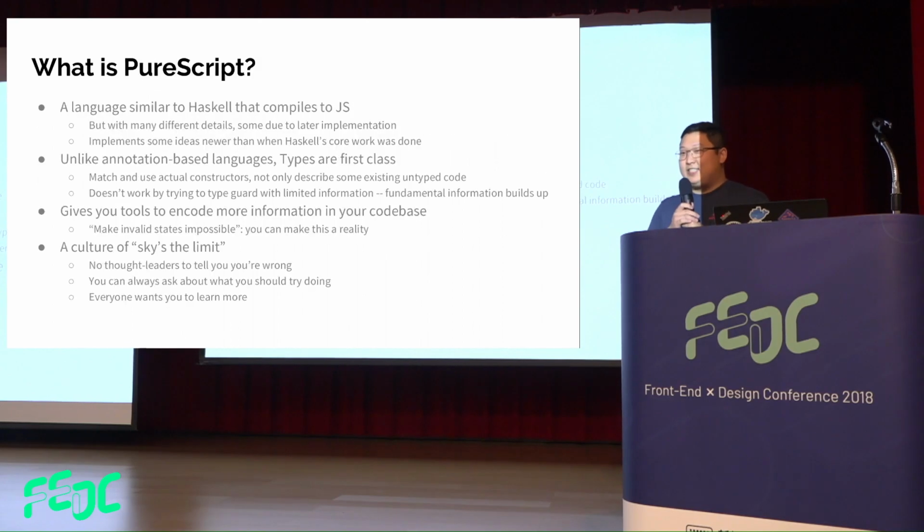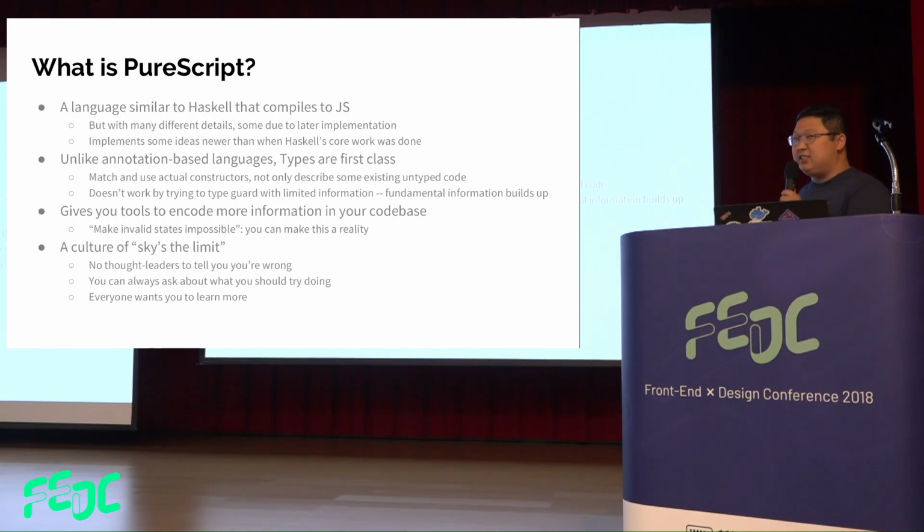So what is PureScript, right? It's a language that's similar to Haskell, but it's not the same. There are a lot of implementation differences, a lot of things that come with trying to run on JavaScript and having a lot of interop with it. And it implements a lot of newer ideas than what Haskell has. A lot of core Haskell work was done in the 2000s. PureScript's implementation work has really been done since 2015, so just the last 3 years, implementing a lot of stuff that's happened in the last 10 years. You get a lot more, and you have the benefit of hindsight about the stuff that Haskell missed. And unlike most annotation-based languages, types are first class.